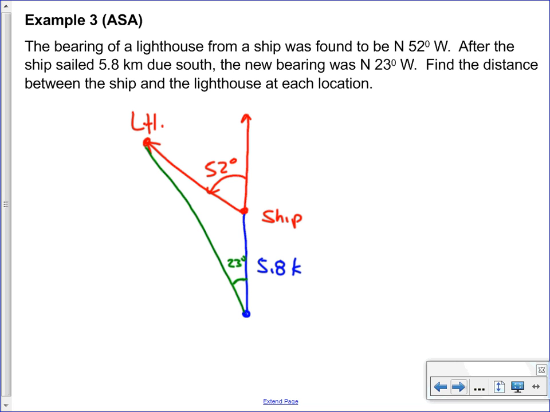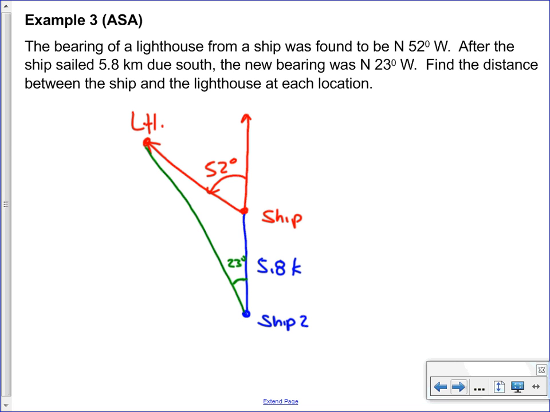Okay, let's start over. So in red, the ship started over there. The lighthouse is west. But the ship sailed south for 5.8 kilometers. Then measured again. So now the angle from the second position, ship number 2, is 23 degrees west instead of 52. And you can see just by drawing the picture, that's a skinnier angle than the first one. This is further away. True? Okay, good job.